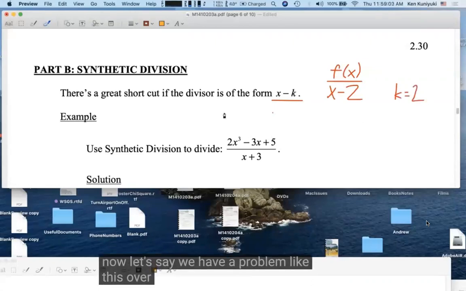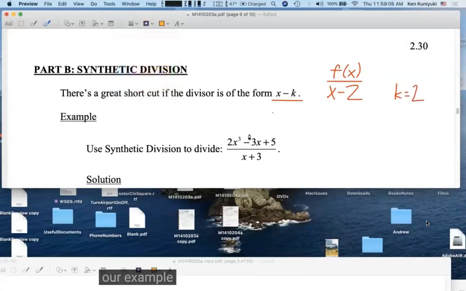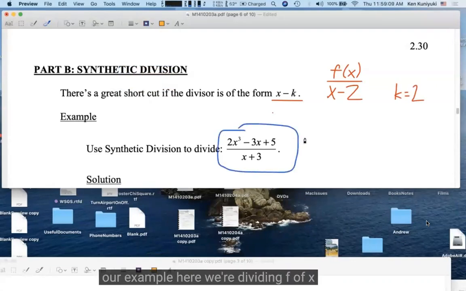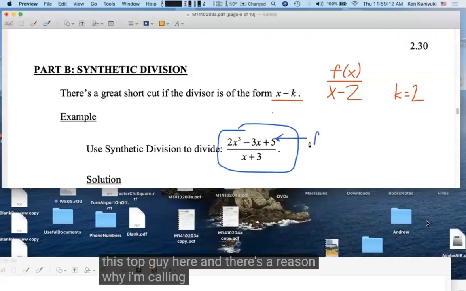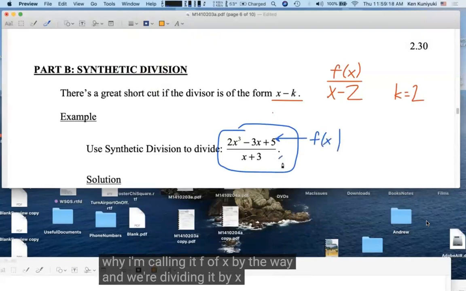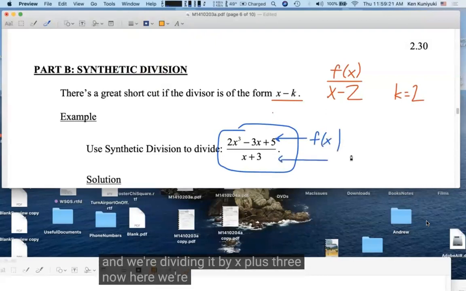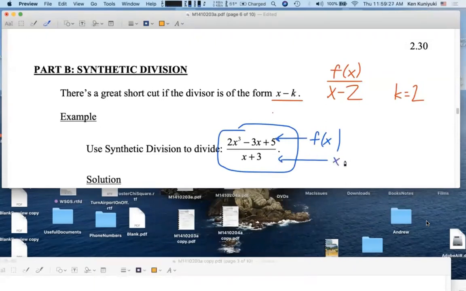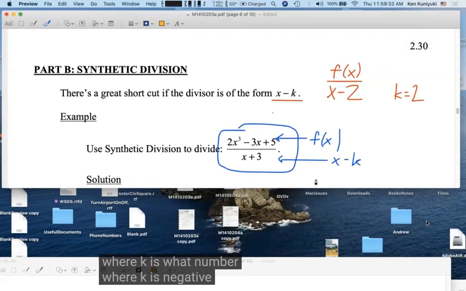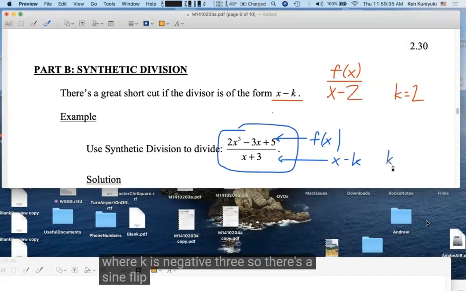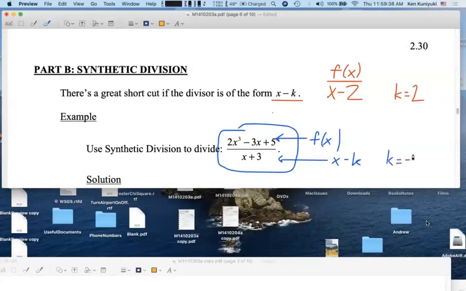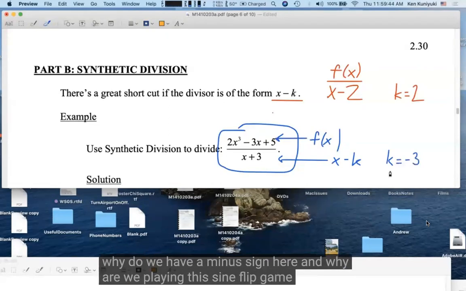Now let's say we have a problem like this over here. Our example here, we're dividing f of x, this top guy here, and there's a reason why I'm calling it f of x, by the way. And we're dividing it by x plus 3. Now here, we're dividing by x minus k, where k is what number? Where k is negative 3. So there's a sign flip. Why do we have a minus sign here, and why are we playing this sign flip game? We'll see in just a moment.